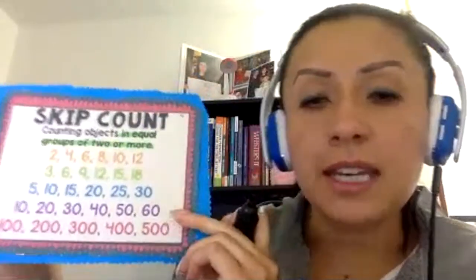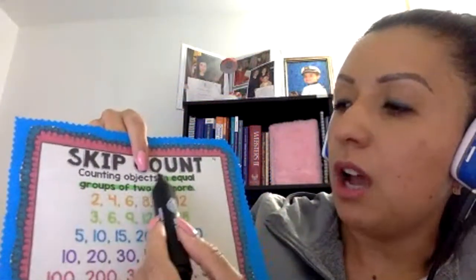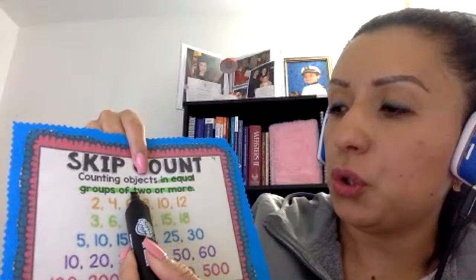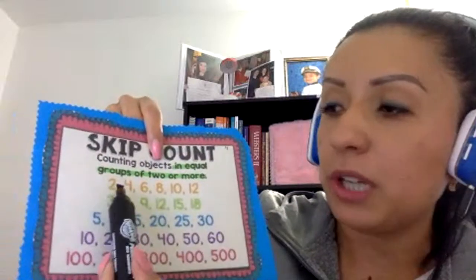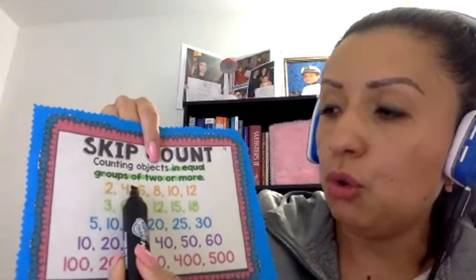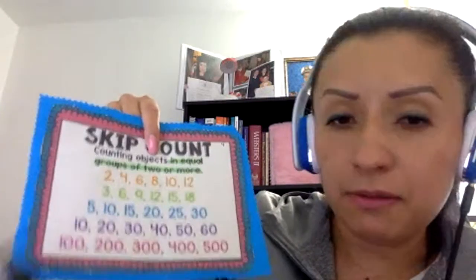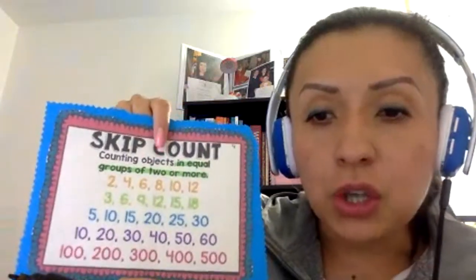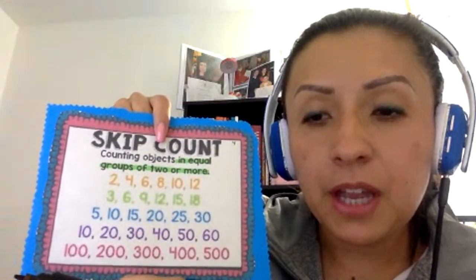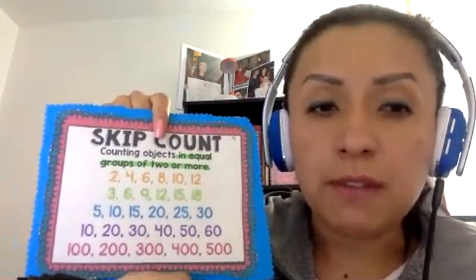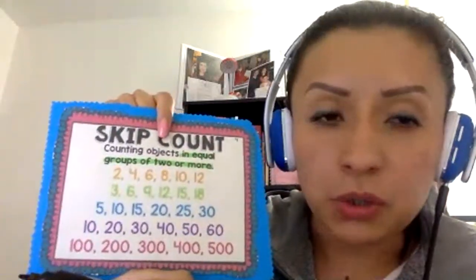Now, this one, skip counting. Remember that we have to count objects in equal groups of 2 or more. In this case, we are counting by 2s: 2, 4, 6, 8, 10, 12, and so on. So please, it's not mandatory. If you don't want to copy the answer, don't do that. Okay, kids?